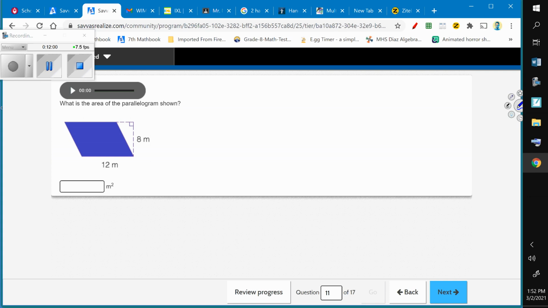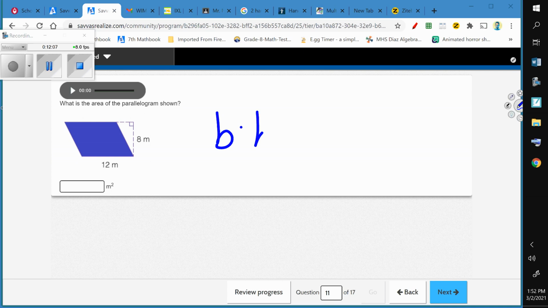Number 11, what's the area? Now this is a parallelogram, which is the same thing as a rectangle. Take the base times the height, and you're done. So you take 12 times 8, you get your answer, piece of cake.